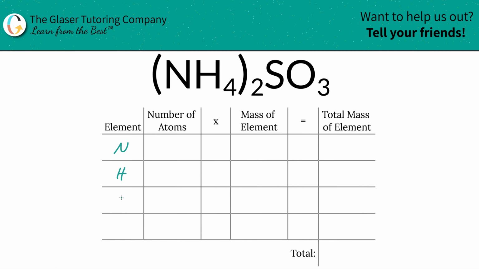So the first step of the process is we're going to write down the elements we have in the compound: nitrogen, hydrogen, sulfur, and oxygen. Then we're going to identify the number of atoms of each, and that's where the subscripts come into play. Now, if you don't see a subscript at the bottom of the element, just simply put a 1 there because that's what it is assumed to be.